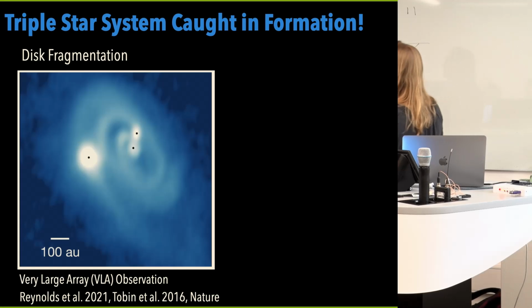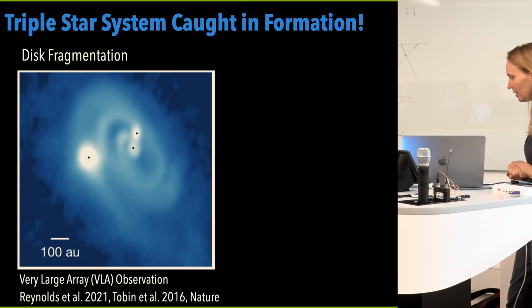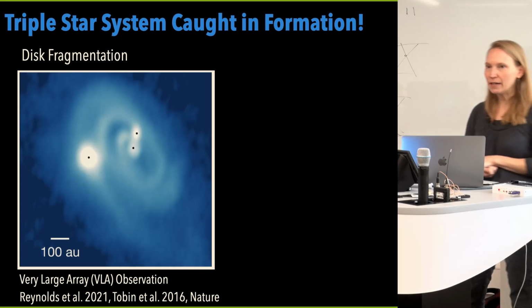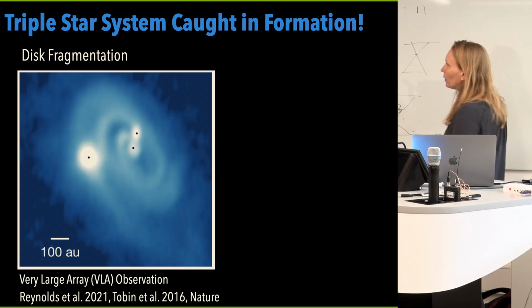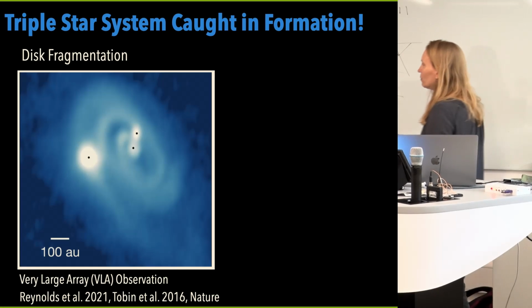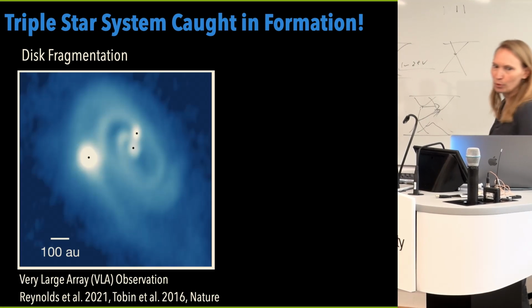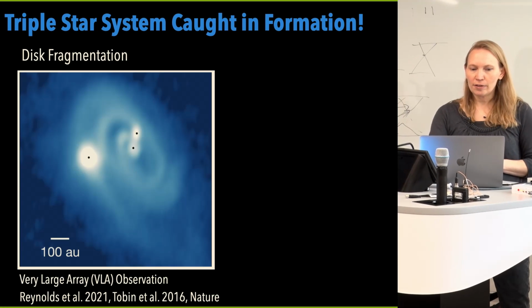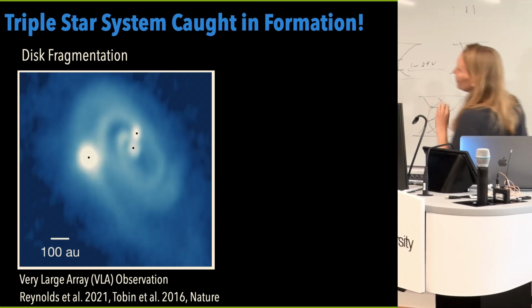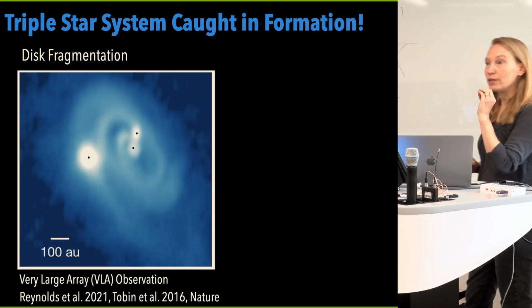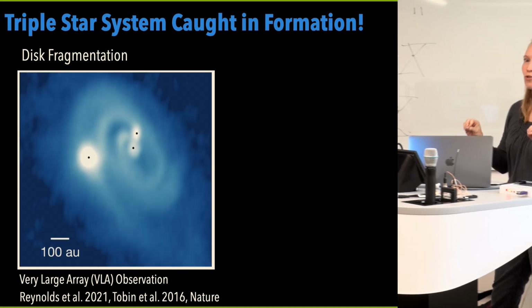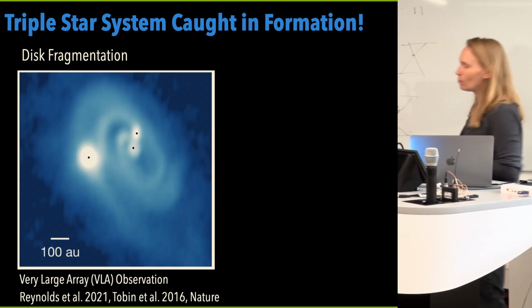another example is disk fragmentation. This has been predicted by models for a very long time, decades, but it was really only in 2016 that we caught it in the act, so to speak. I think this is a pretty convincing case. Here, this brightest one is not necessarily the most massive, it's just probably the one that's accreting the most. So you have what looks like it's already turning into a hierarchical triple there, where you have 2 closer ones and one more widely spaced one.